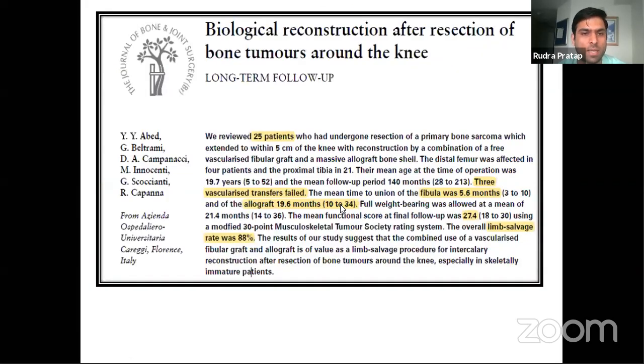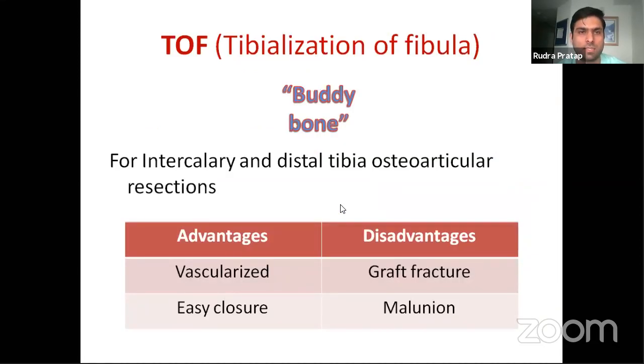So in the study by Capanna et al., they saw 25 patients in which only 3 of them failed. And the fibula was united in a mean duration of 5.6 months, and the allograft united at a mean of 19.6 months. The total limb salvage rate in their study using this technique was about 88%.